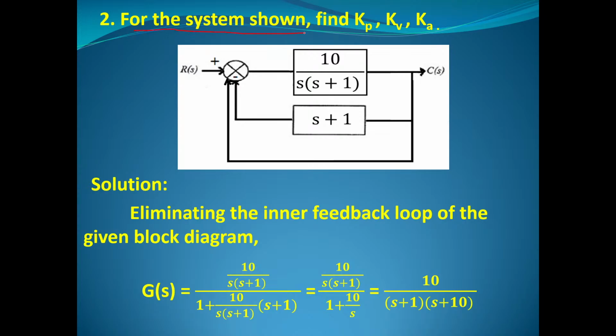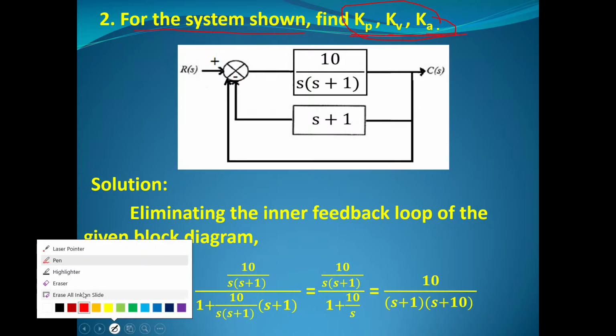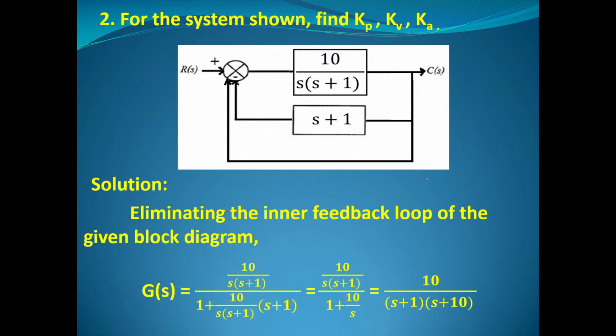For the system shown, find Kp, Kv and Ka, meaning position error constant, velocity error constant and acceleration error constant. So what are these three known as? Static error constants. Kp, Kv and Ka are known as static error constants. A block diagram has been given, and for this block diagram we have to determine these static error constants. So just write it down.